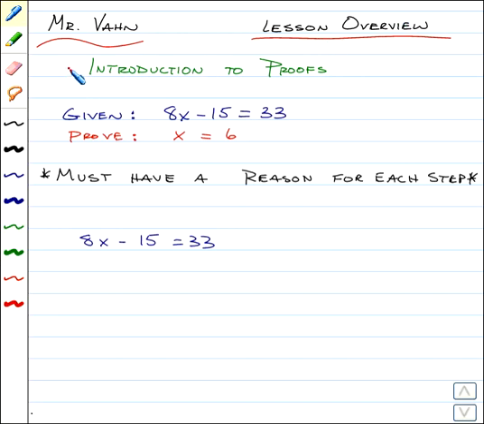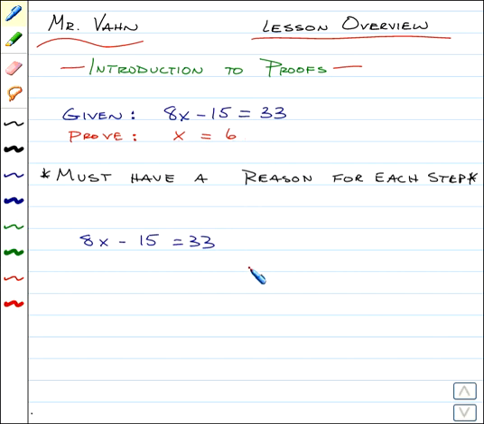We're going to be giving you an introduction to proofs in this overview, and to get started we're going to look at a proof that's just an equation. We're given this equation and we want to prove that x equals 6.